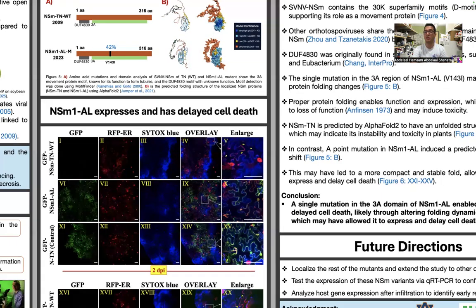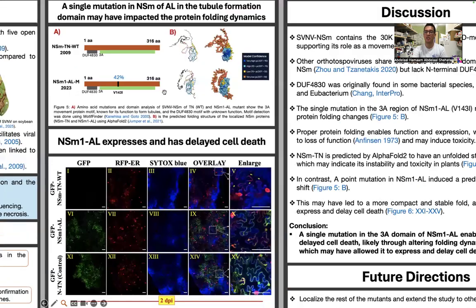And that's what we maybe can see here in NSM of Tennessee. It doesn't have a proper folding, it's open, and then it did not express and it caused cell death. However, the NSM of Alabama with one mutation has more proper folding to itself. This is to protect the protein and also to allow self-interaction. So it allowed it to express and delay the cell death.